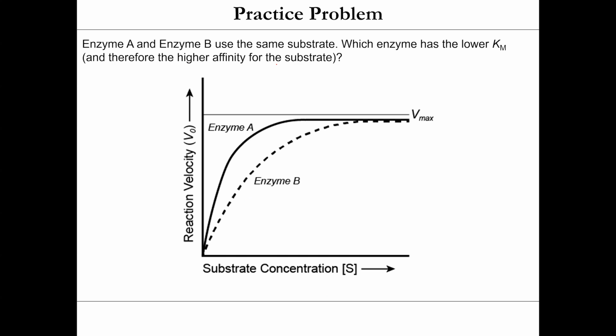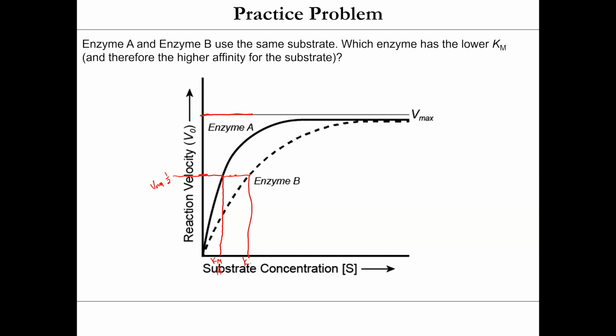Now, from this graph here, we can already sort of estimate. We could see what Vmax is. So, of course, Km is the substrate concentration at half of Vmax. So this would be half the maximum velocity at this point right here. If we go over for enzyme A, the substrate concentration at half Vmax would be right here. And for enzyme B, it would be right here.